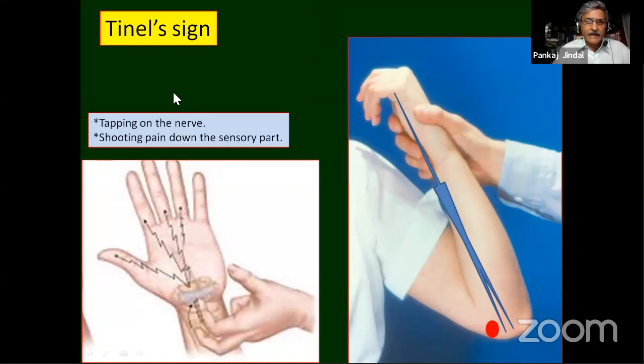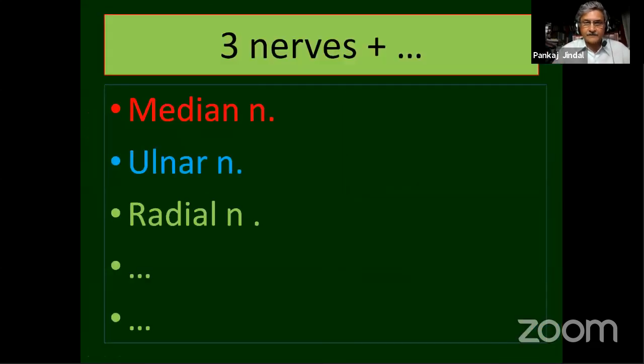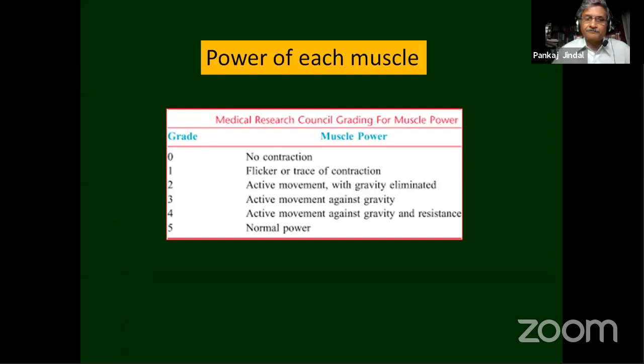Again, the Tinel sign: you tap on the nerve and the patient gets shooting pain down the sensory part of the nerve. You start from the brachial plexus, go in the supraclavicular, infraclavicular, along the medial side of the arm, into the medial side of the elbow, into the median nerve, into the ulnar nerve. So Tinel sign will again suggest which nerve is getting affected. Distal to the forearm, you have three nerves: the median nerve, ulnar nerve, and the radial nerve. But proximal to the forearm, you can go right up to the brachial plexus. So multiple nerves can be affected proximal to the elbow joint also.